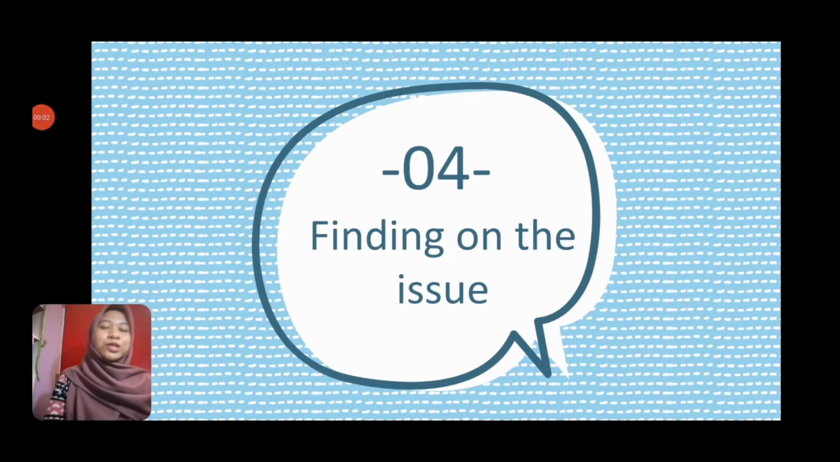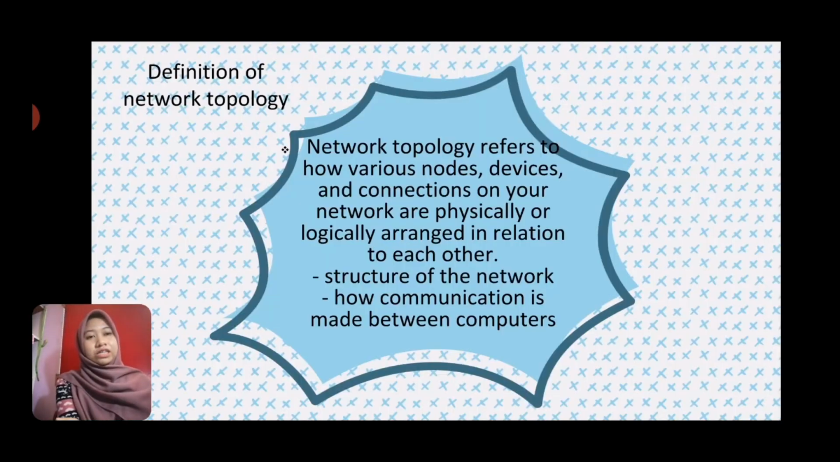Hello everyone, so my name is Mahira Binti Hashim. My matric number is 1181613. So let's go to the finding on the issue of this topic. So what we got here is, firstly, the definition of network topology. So network topology refers to how various nodes, devices, and connections on your network are physically or logically arranged in relation to each other. So it refers to the structure of the network and how communication is made between the computers.